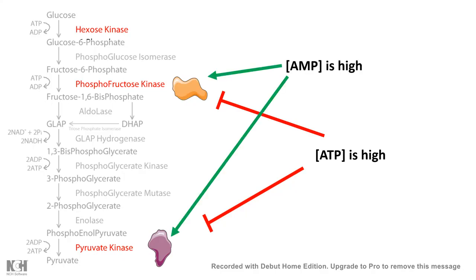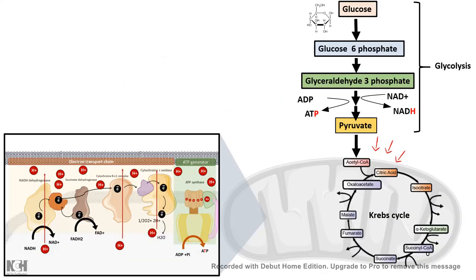On the other hand, if AMP level is high, that means ATP is low and the body is under energy demand and needs energy. In this situation, AMP concentration works like an allosteric activator of phosphofructokinase and pyruvate kinase. In this situation, the flux would flow through the glycolytic pathway, and the glycolytic pathway would ensure ATP is generated, and ultimately a lot of energy can be generated using this glycolytic pathway.